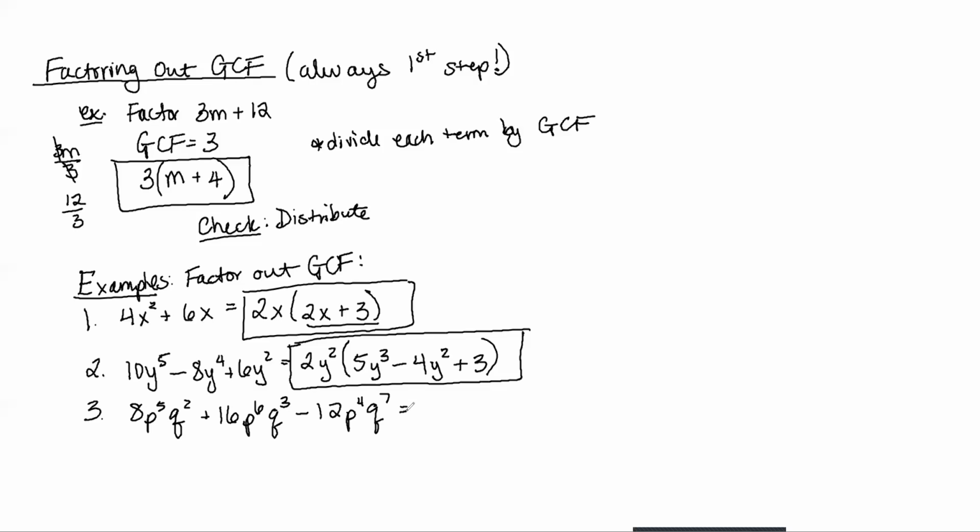Let's go ahead and try this one. So we have 8, 16, and 12. The GCF is 4. And now let's look at our p's and q's separately. So our p's, we have p to the 5th, p to the 6th, p to the 4th. So we can take out p to the 4th. And then we have q squared, q cubed, q to the 7th. We can take out a q squared and then see what's left.